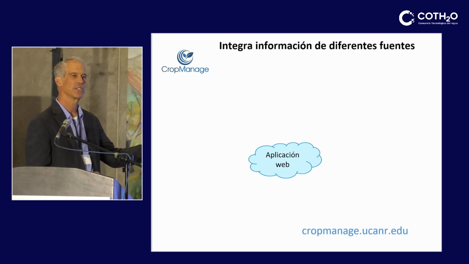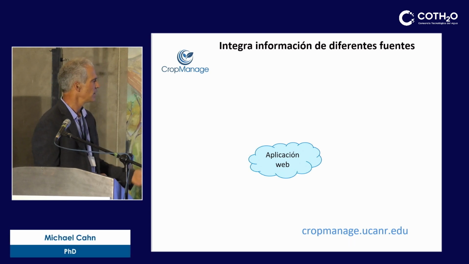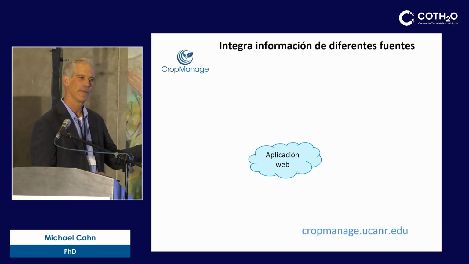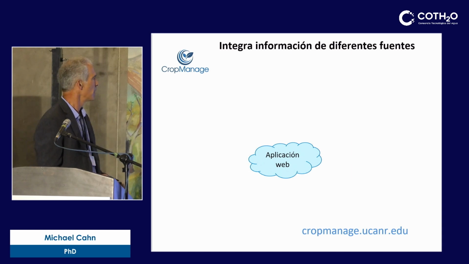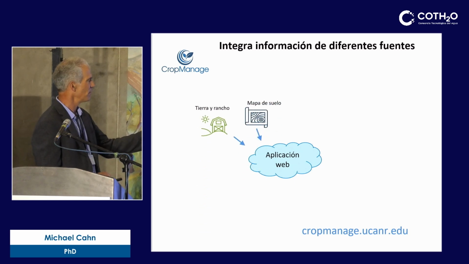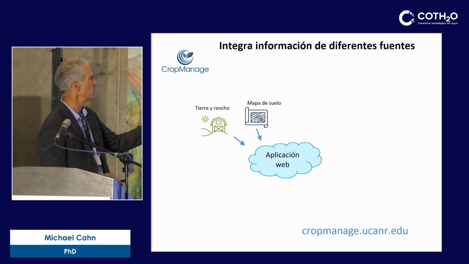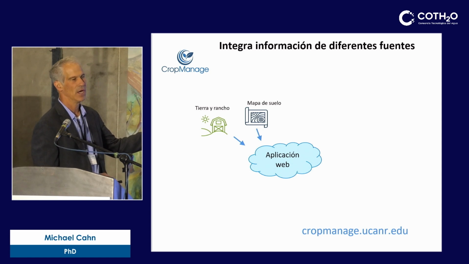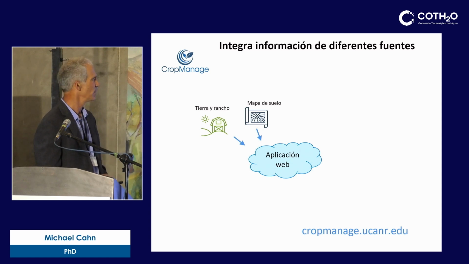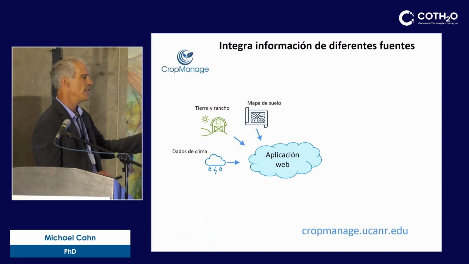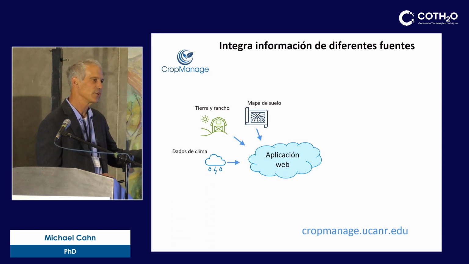It's hosted by Amazon Web Service, and this database holds information that the growers put in. And it's very specific for their farm. So you develop a specific ranch or farm on CropManage using the tools to get soil maps, to import information about each of your fields or your blocks that you irrigate. And then you associate it with a weather station that's online.